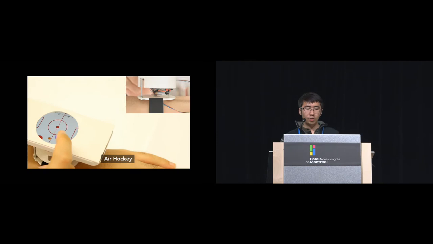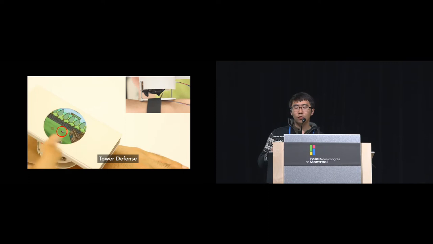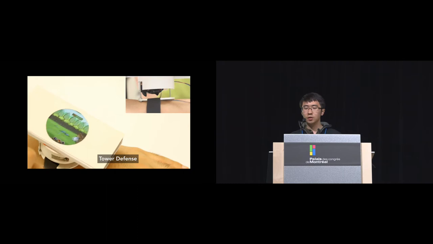In this air hockey game, when a puck hits the goal, force feedback can be felt. And in the tower defense game, force magnitude changes based on different ways of the object colliding into the virtual edge. A smaller stone causes a lighter force feedback, while a larger object causes a stronger feedback.